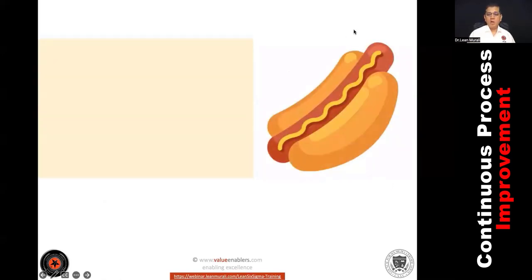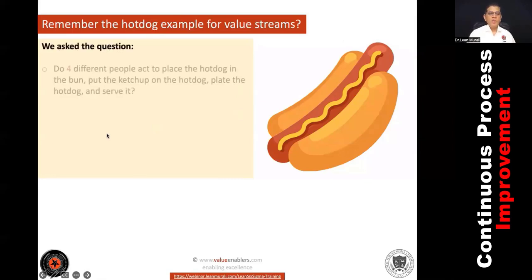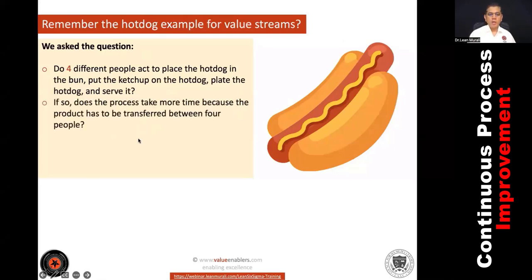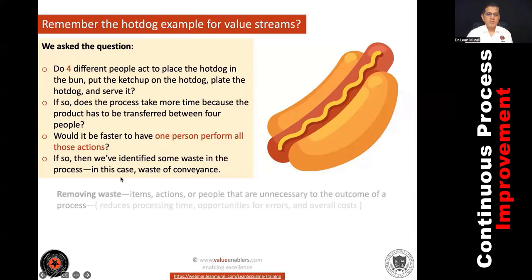Now, in the hot dog example also, if you recall, in the value stream that we were talking about, we asked the question: 4 people doing the same job, or 1 person for each process doing 4 different activities? Which one takes more time? Would it be faster to move to 1 person or this? Suppose 1 person couldn't do all this, then we have identified motion as a waste. Excess motion as a waste.